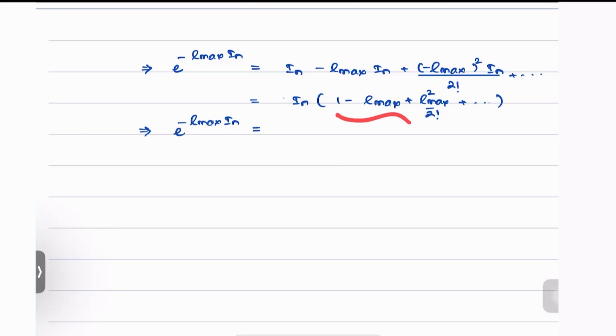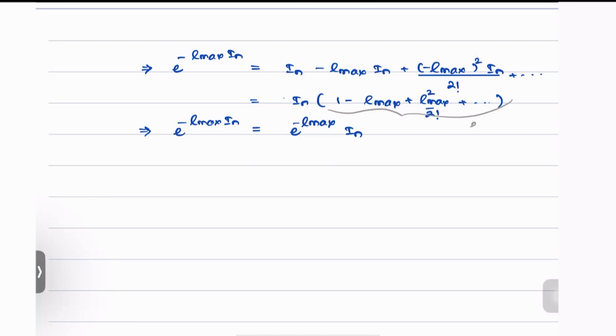Hence, e raised to the power minus L max times In is actually equal to, let's look at this term. What is this equal to? This is simply equal to e raised to the power minus L max. Hence, this is e raised to the power minus L max times In. Notice that we first substituted this.